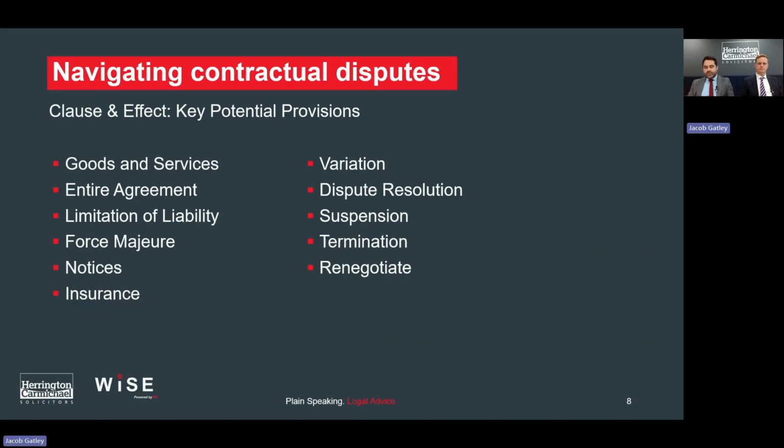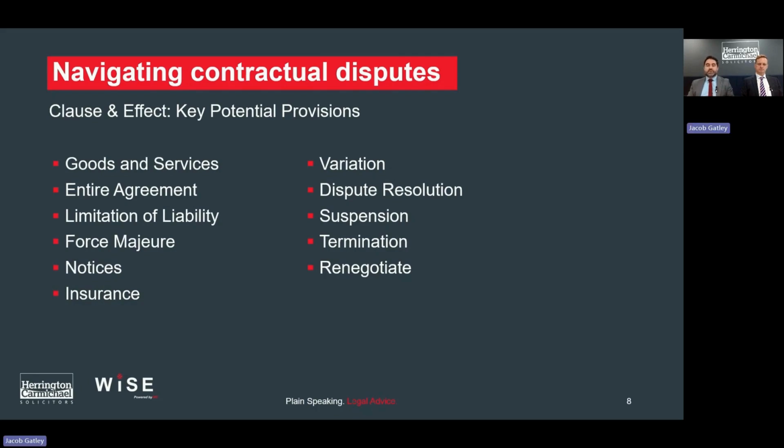Number three, we've got limitation of liability. So is there a limitation of liability clause? It's not uncommon for a contract to be limited to the amount of the liability is limited to the value of the contract. But is there any carve out or exception to this? Is the dispute covered by this type of clause?